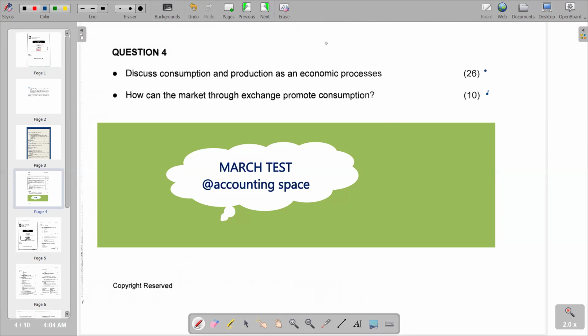So remember, you're going to start with an introduction. The best way to come up with an introduction is to find at least one term that you can define according to your question. You can pick an economic term that we have in the question. We have consumption, we have production, and we also have an economic process. You can choose any term that you can define there.